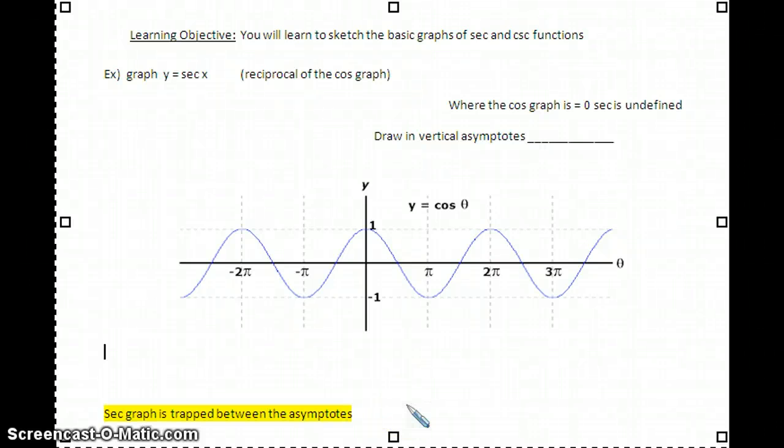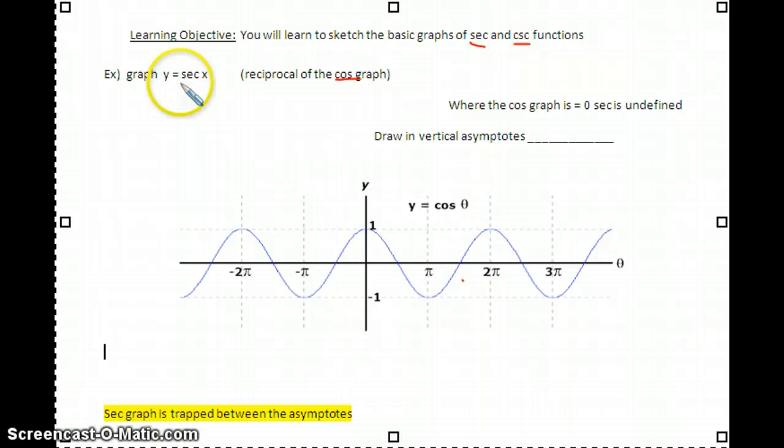Welcome back to part 3 of Trig 1.6 or Pre-Calc 4.6 notes. Concept for this video is graphing secant and cosecant functions. When we graph a secant function, what we have to remember is that we really are going to graph a cosine graph, and then we're going to draw some vertical asymptotes on our graphs, and then draw the secant graph.